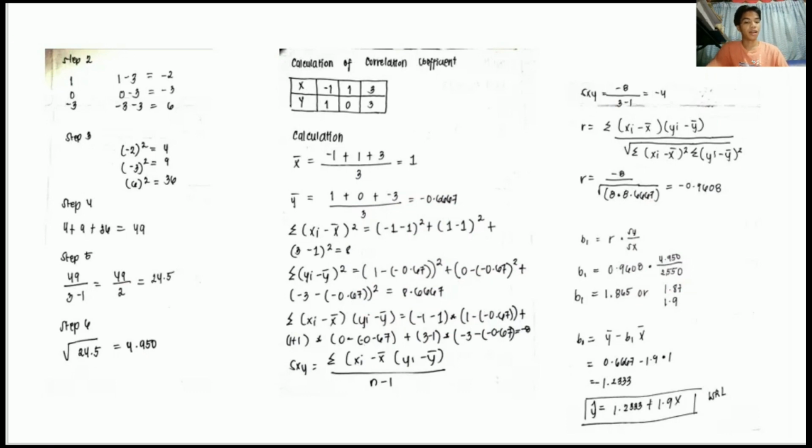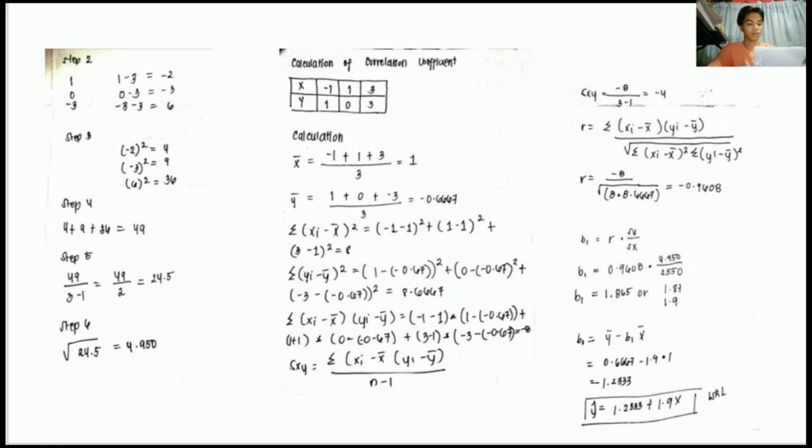After that, we just need to multiply the differences between x_i minus x mean and y_i minus y mean. The answer is negative 8. As we can see in our solution, we found that the covariance of x and y is equal to negative 8 over 3 minus 1, which is equal to negative 4.